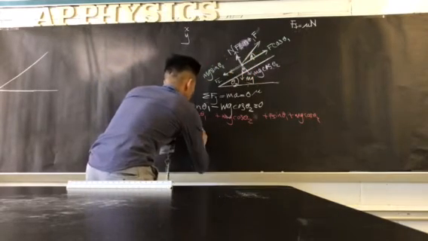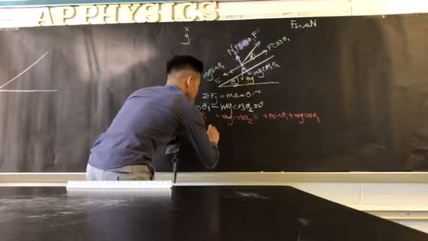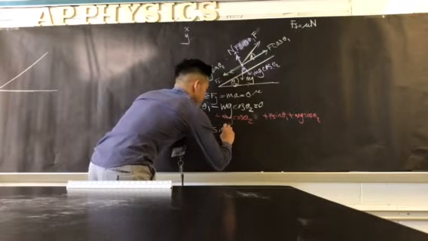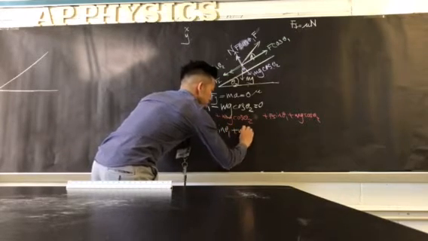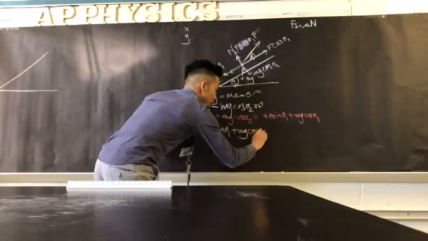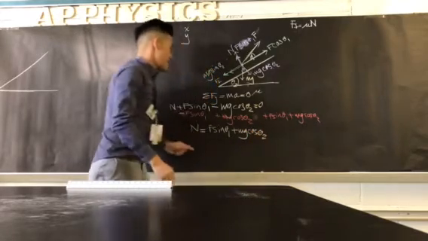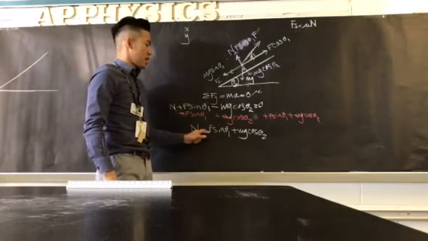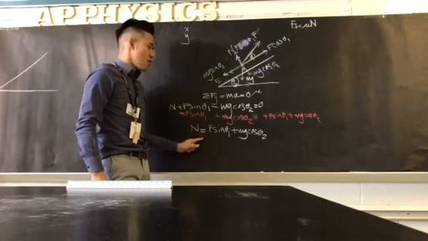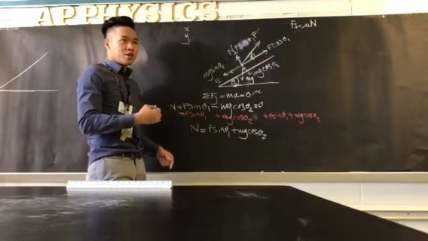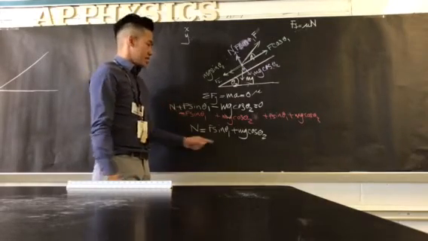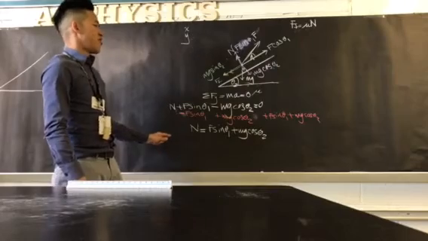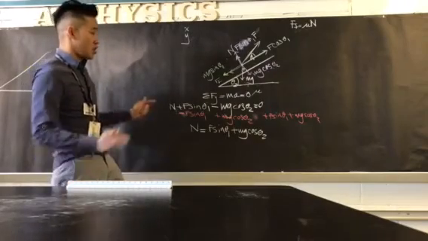So this one, I'm just going to go ahead. N is equal to F sine angle 1 plus mg cosine angle 2. So basically, in order for you to figure out what the normal force is, you have to know what F is. And in this case, you do not know what F is because question 2 will tell you what F is.